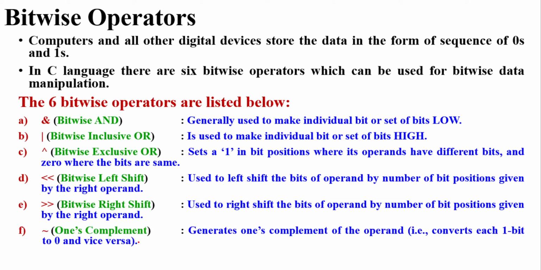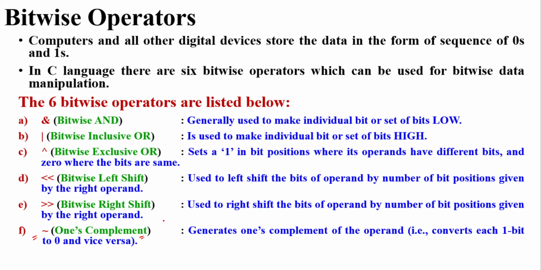And last is our ones complement. Ones complement is used to just complement the zeros and ones. What does that mean? It means after using this operation, all the zeros in the data will become 1 and all the ones in the data will become 0. So we are just complementing the zeros and ones using this operation.